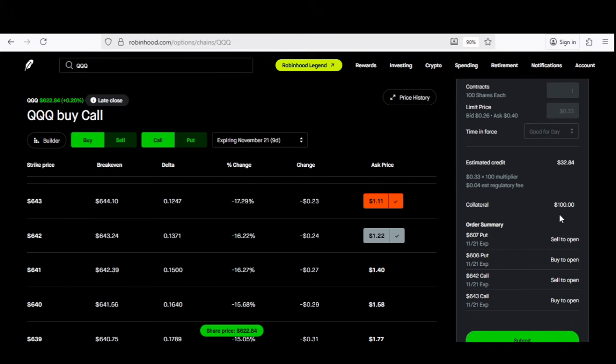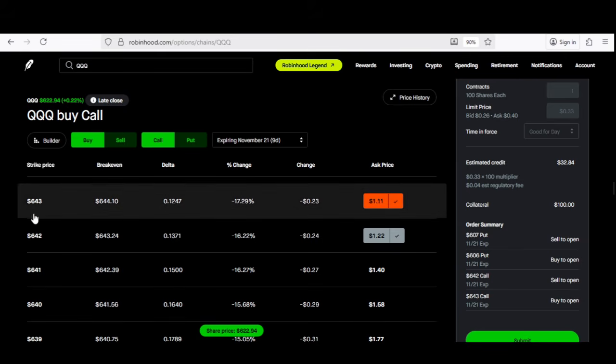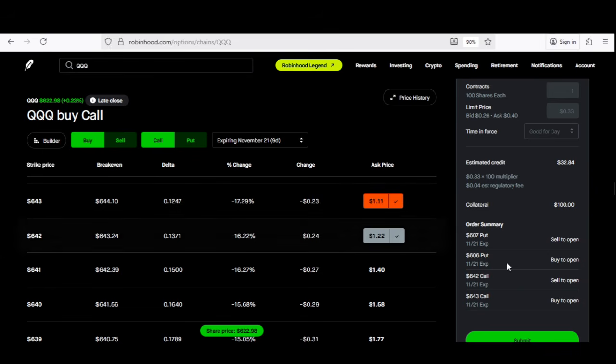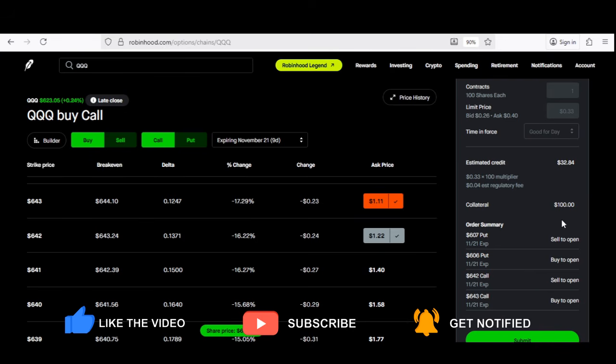Now, not everything that glistens is always gold, so there is another way these trades could go. Come expiration date, once again, if this share price happens to go outside your defined parameters, for instance, if it was to go above your 643 price here, or if the share price dropped below your 606 price here, then you're still going to be keeping the income you received. However, you're going to be losing your collateral of $100. Now, the entirety of your collateral is not going to be lost.